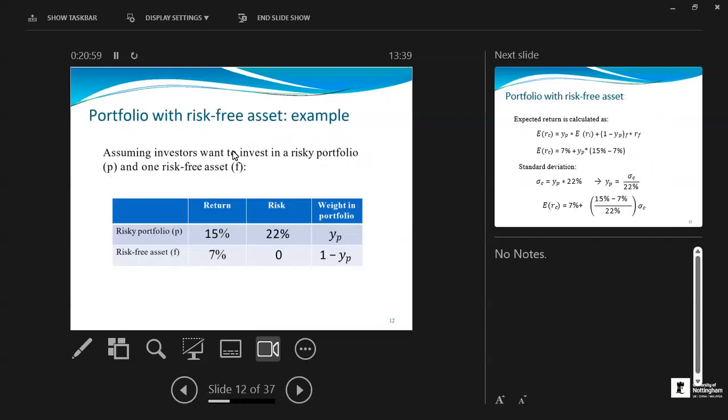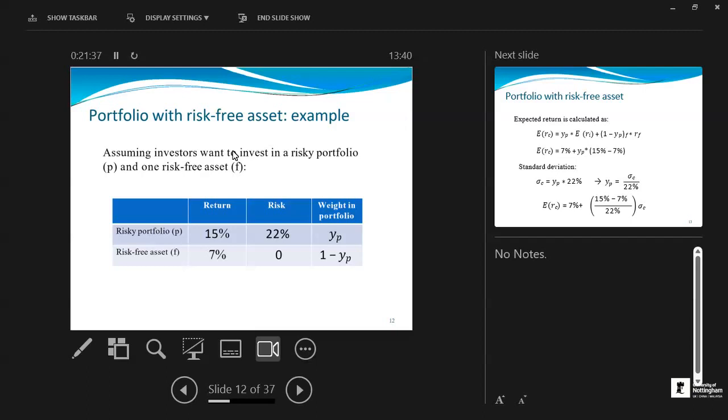Good. So let's take an example to calculate this complete portfolio. Assuming investors want to invest in a risky portfolio and a risk-free asset, if you look at the first bit here, the risky portfolio: the expected return of the risky portfolio is 15%, and the risk of this portfolio is around 22%. The risk-free asset offers 7%, and given it's risk-free, its risk is 0.